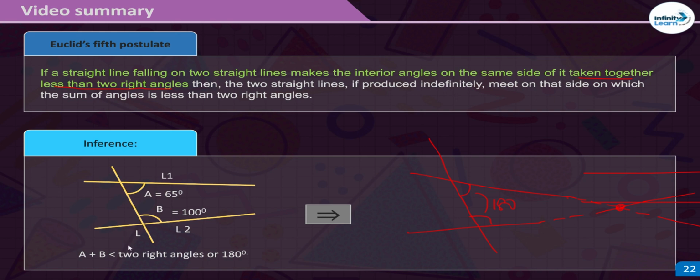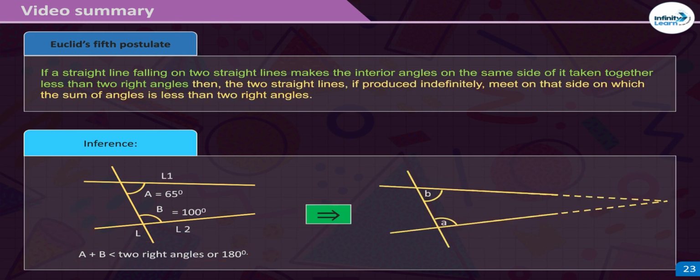तो what is the condition or what is the summary? The sum of angle A and angle B is less than two right angles or less than 180 degrees. It means angle A plus angle B is less than 180 degrees. This is angle A and this is angle B. Clear? Clear to all? Okay. So what is going to happen if these are produced? They are going to meet at some point, and the sum of A plus B will be less than 180 degrees. Clear?